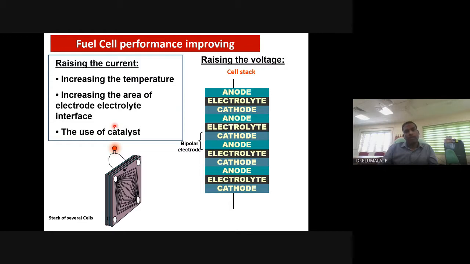The other two ways are to operate the fuel cell at elevated temperature, which will result in increased cell current, or to use an efficient catalyst. Instead of just platinum, use a bifunctional catalyst, a very efficient catalyst, a large area catalyst. So you will have increased current. Both are required. Voltage is required, current is also required.